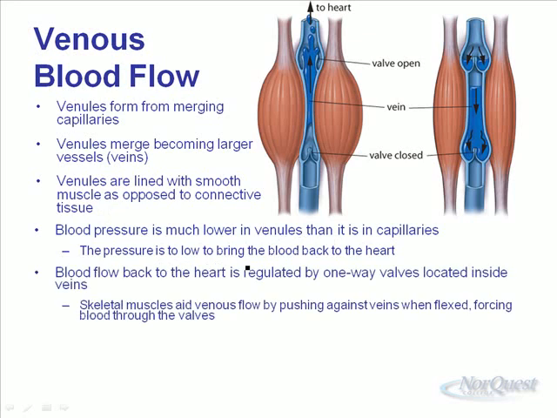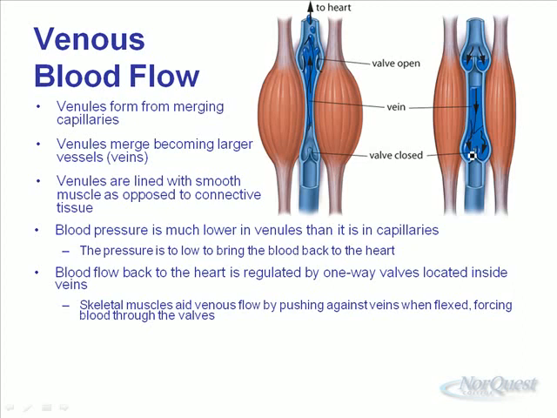Blood flow back to the heart is regulated by one-way valves inside of the veins. So if you take a look, inside each of these veins are a series of one-way valves. As blood pushes through a valve, it opens it up. If the blood presses back against the valve, it forces the valve closed, preventing blood from draining any further back down the vein. So these one-way valves keep blood always moving up towards the heart.